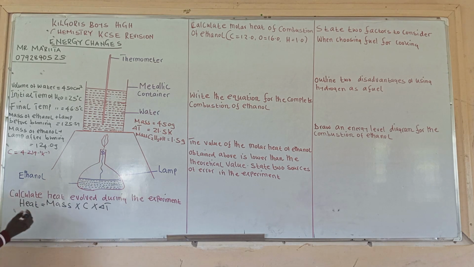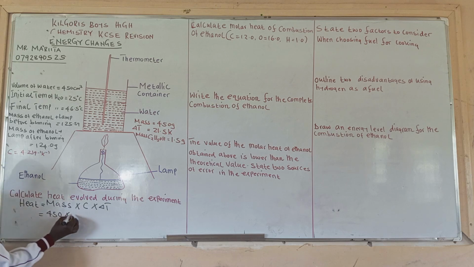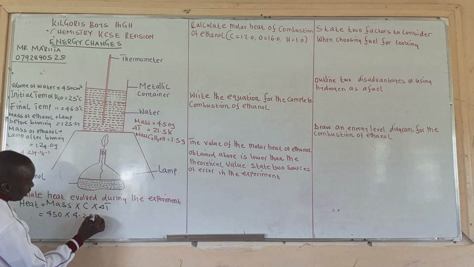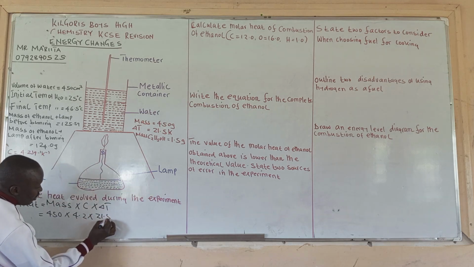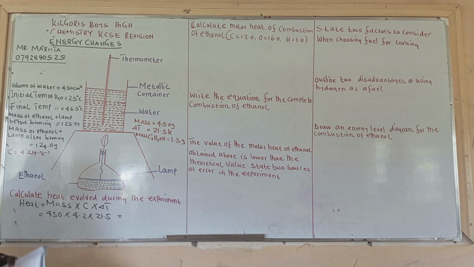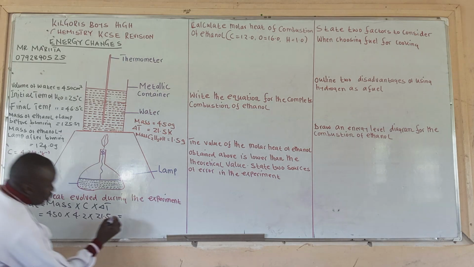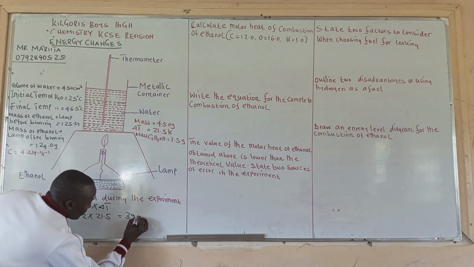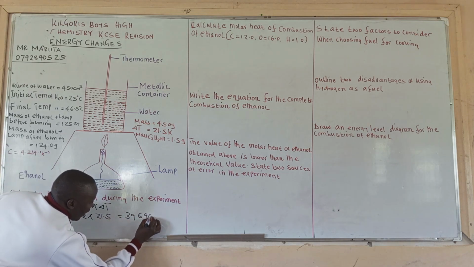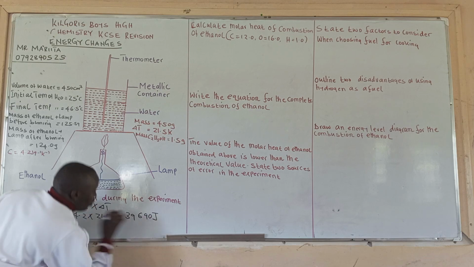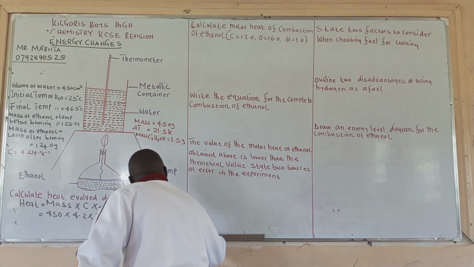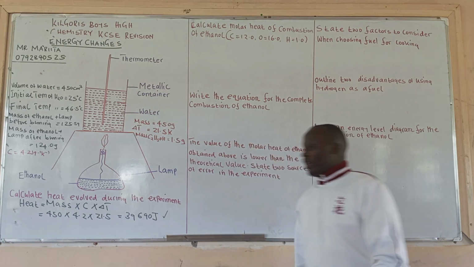So we have all that. The mass of water is 450. The specific heat capacity of water is 4.2. The change in temperature is 21.0 in this case, 0.5. If you work that out, you get 39,690 joules. That is how you can get the heat produced during the experiment.